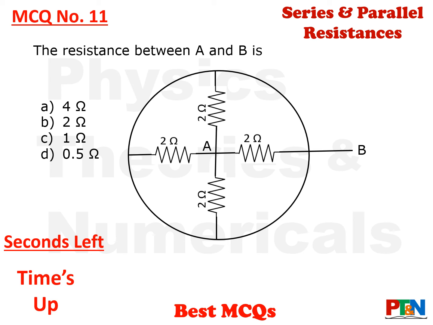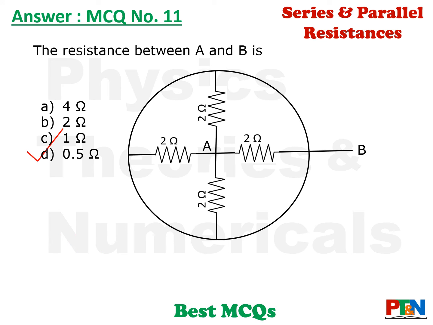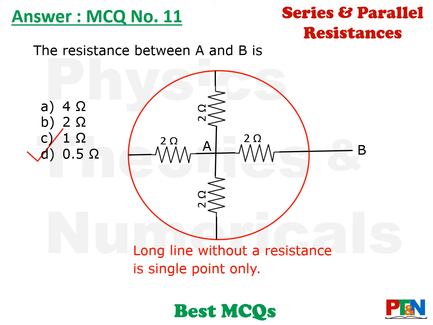Time's up. Let's see the answer. The answer is 0.5 ohm. How is it so? Let's take a close look. So this circle shown in red here is basically a single point. As I told, the continuous line is a single point. That means for all the four resistors, one side is connected to A, and all the other four sides connected to the circle are basically connected at the same point. So between A and B, there are four 2 ohm resistances in parallel. So it will be 2 by 4, that is 0.5 ohm.